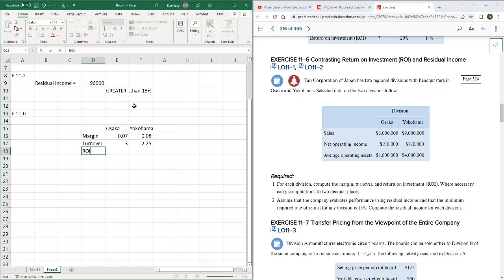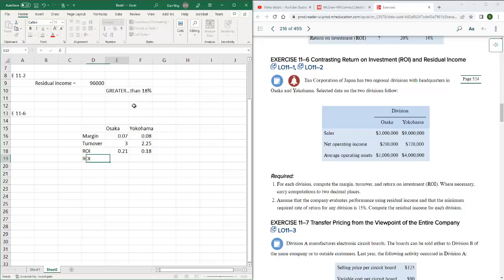So now let's calculate ROI, and we'll do it both ways just to be complete here. So Osaka had that margin of 7% times turnover of 3 for an ROI of 21%. Yokohama had margin of 8% times that turnover of 2.25 for an ROI of 18%.